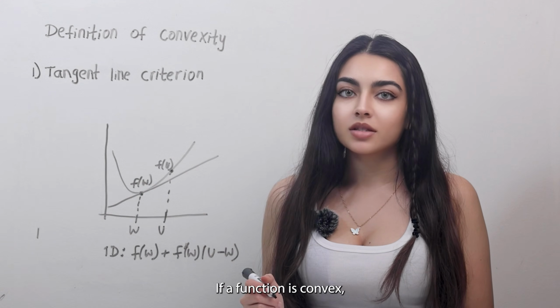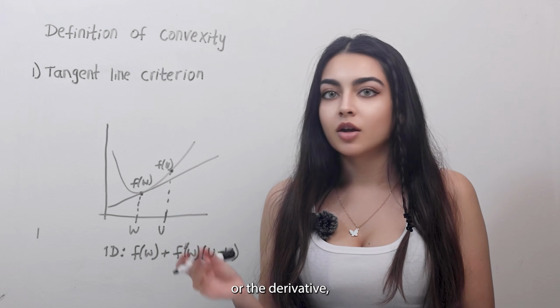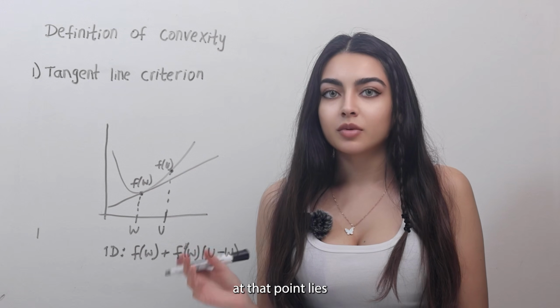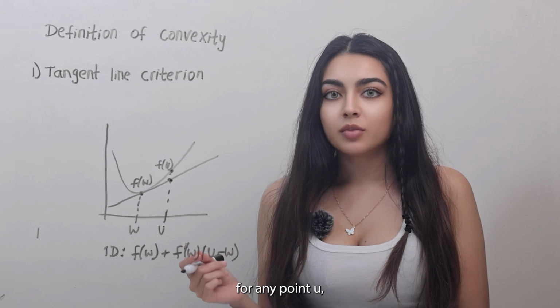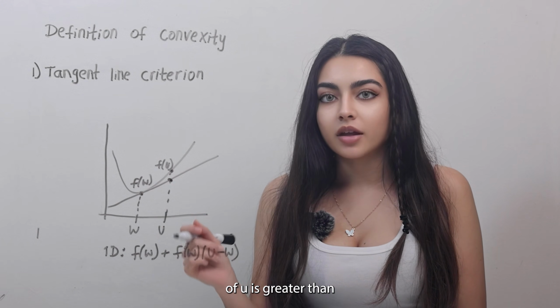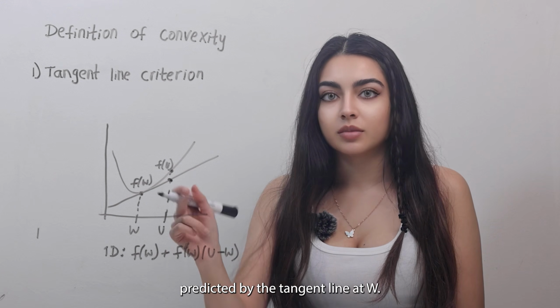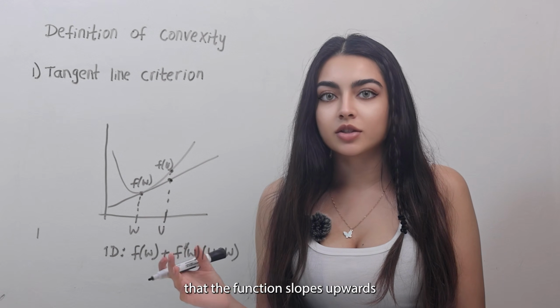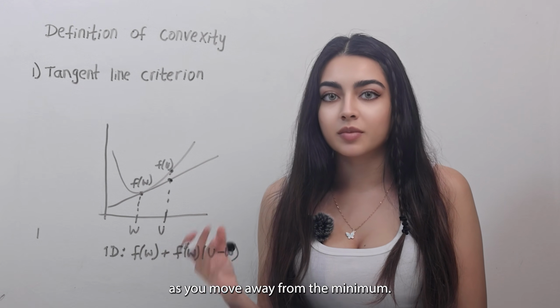If a function is convex, then at any point w, the tangent line, or the derivative at that point, lies below the function itself. In other words, for any point u, the value of the function f of u is greater than or equal to the value predicted by the tangent line at w. This ensures that the function slopes upwards or stays flat as you move away from the minimum.